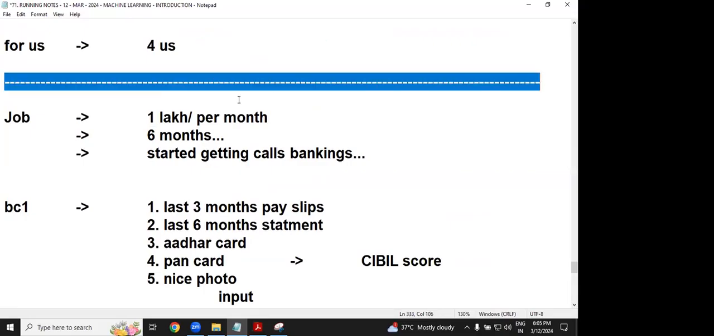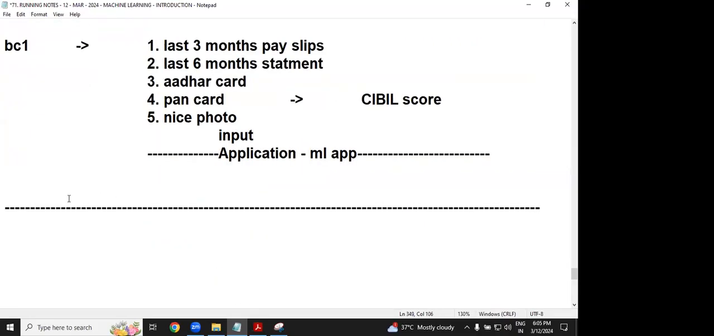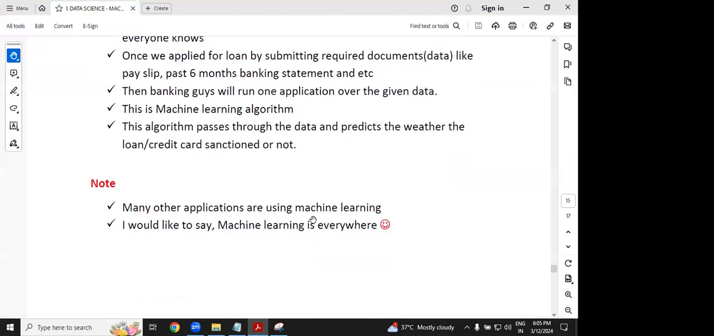Credit cards, these are all things. Now what you need to understand, sir, is that data science is everywhere. Everywhere: banking sector, insurance, finance, e-commerce. These are all what I have explained.